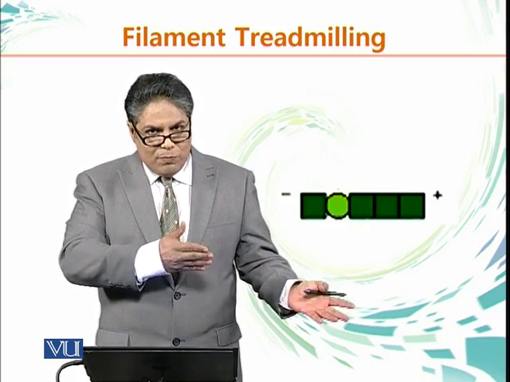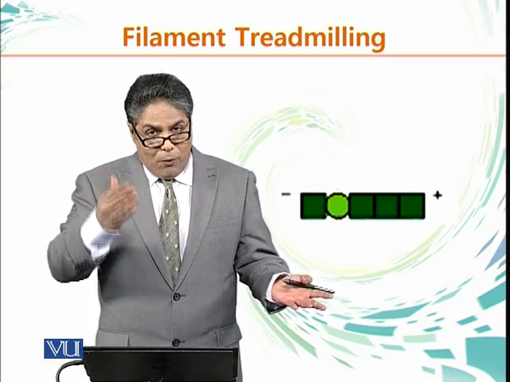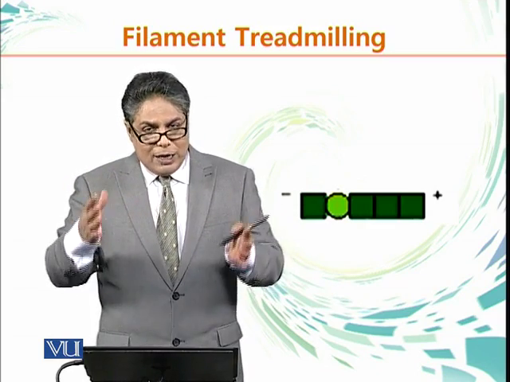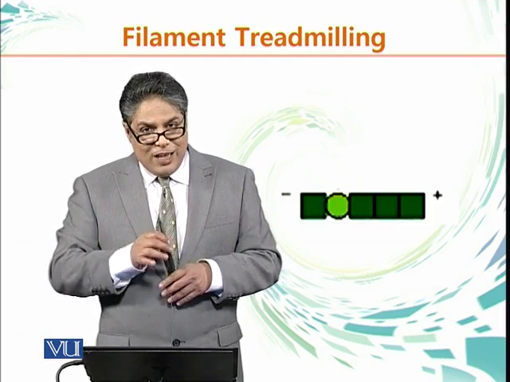Treadmilling is losing monomers at one end and addition of monomers at the other end of the polymer, where both the rates are about the same. It seems that your polymer is moving. In fact, it is not.